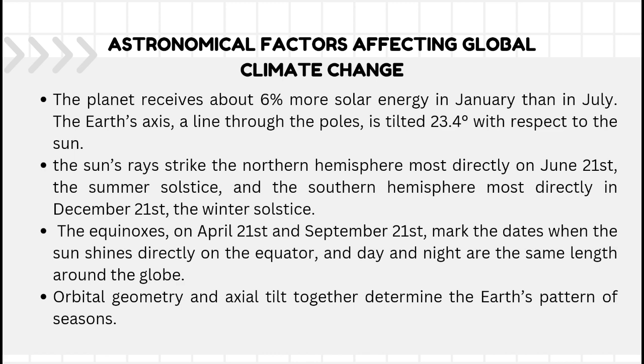So astronomical factors play a significant role in shaping global climate over time scales. Two primary astronomical factors are Earth's orbit around the Sun and its axial tilt. Understanding these astronomical factors is essential for comprehending the Earth's climatic history and predicting long-term climate trends.